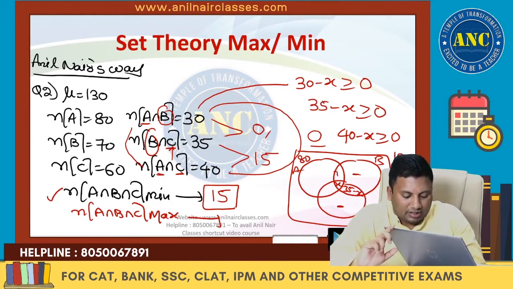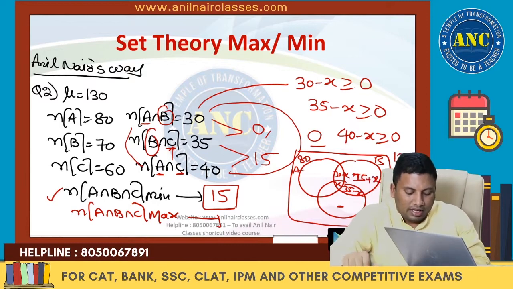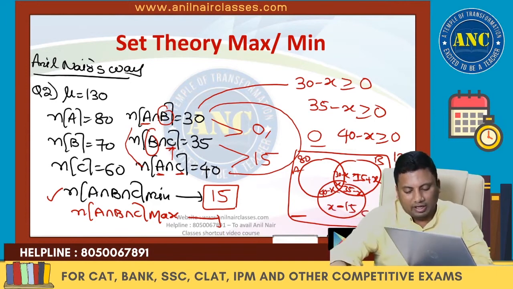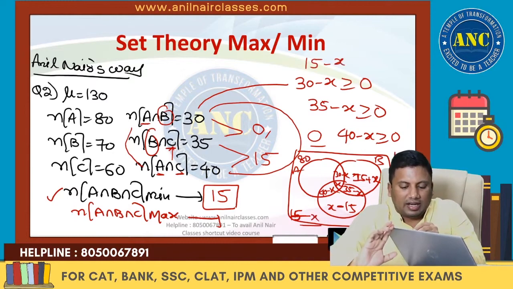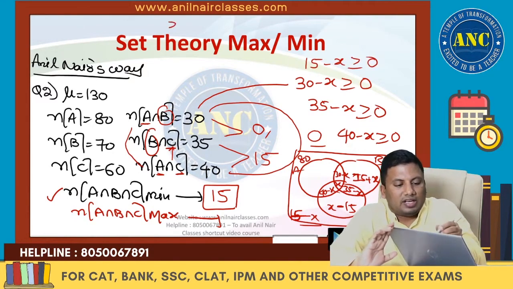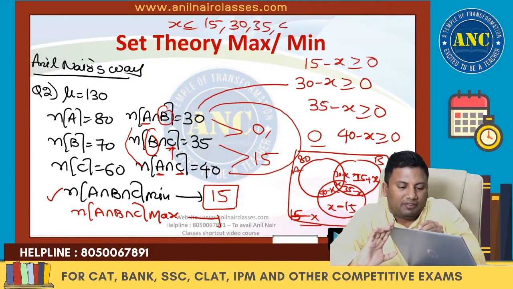Here A intersection B is 30. 65 means it is 15 plus x. Here it will be A intersection C, 40 minus x. 75 means x minus 15. From here you will get the value 80, 15 plus 15, 115, it is 15 minus x. So 15 minus x greater than or equal to 0. What is x less than or equal to 15 we got, 30 we got, 35 we got, 40.